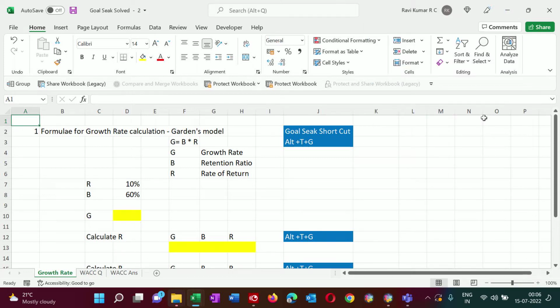Hi everyone. Today I'm going to give a few tips on how we can apply goal seek in the registered valuer examination. Now we'll take the example of growth rate calculation.